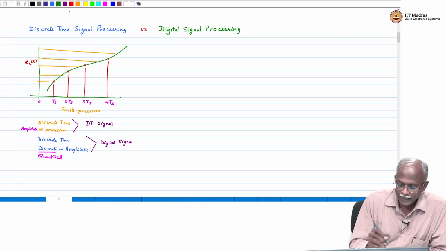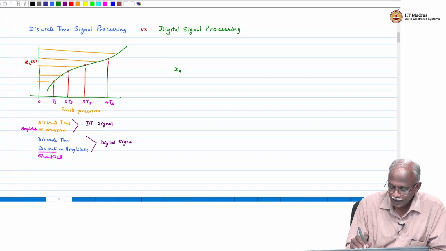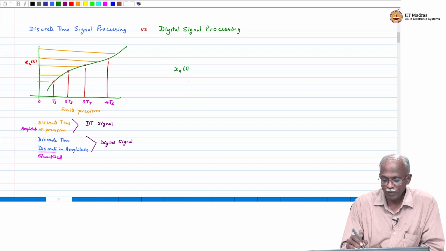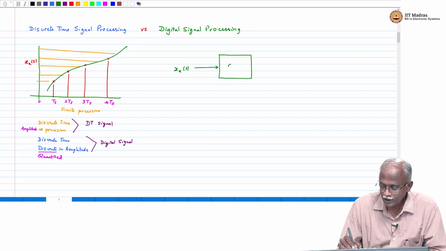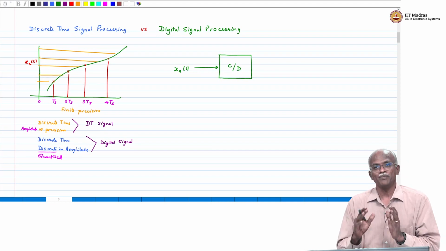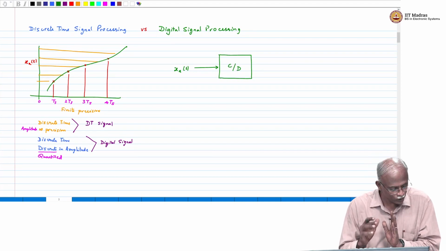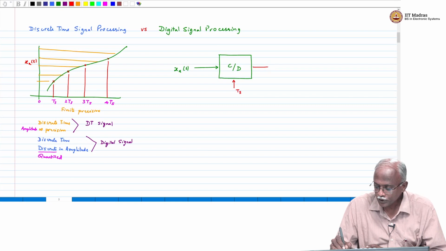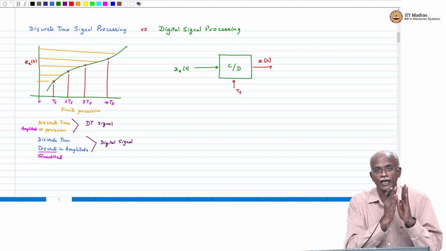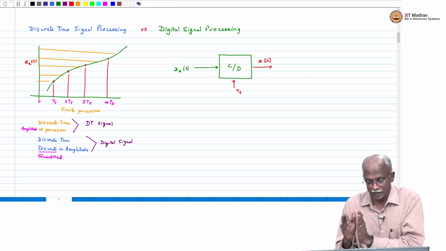So if you had a continuous time signal xa of t, which you pass through a sampler, we will call this a block that is converting from continuous time to discrete time. Notice that we are calling it C to D, not an A to D. So this is the input signal xa of t. To this sampling device, you have to feed in the sampling period, and the output of this will be x of n, the discrete time signal. So this is what is called a continuous to discrete time converter.